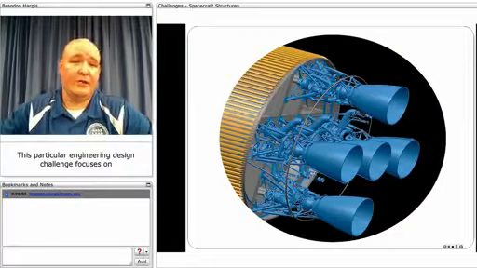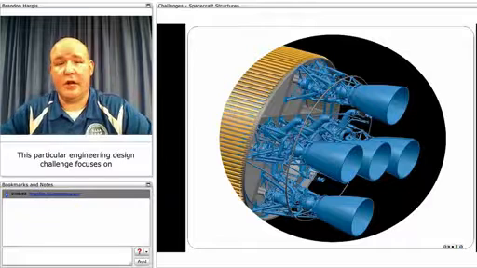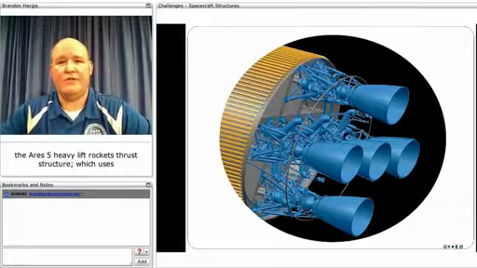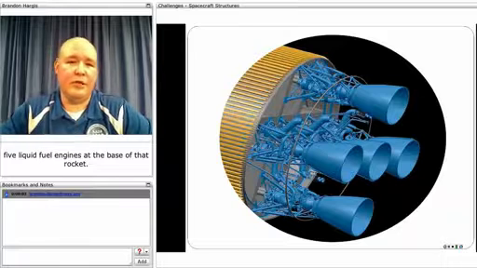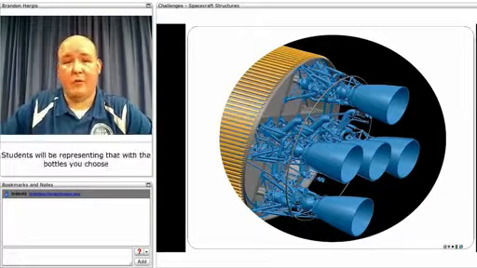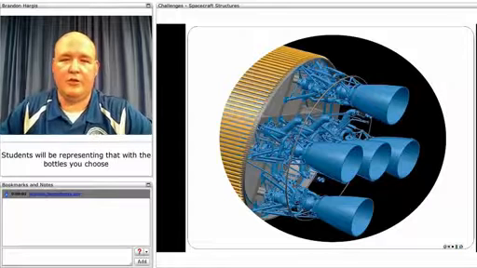This particular engineering design challenge focuses on the Ares V heavy lift rocket's thrust structure, which uses 5 liquid fuel engines at the base of that rocket. And students will be representing that with the bottles that you choose for them to use.